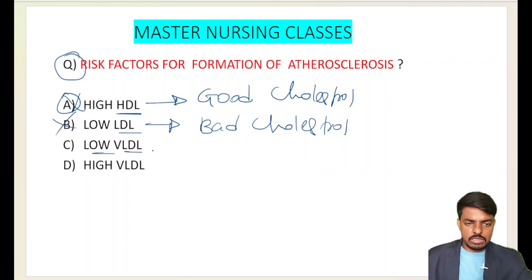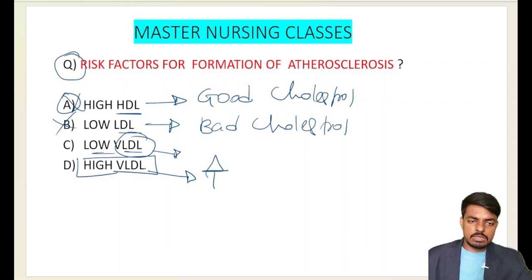Very low density lipoprotein. This is also a bad cholesterol. So if there is a decrease in the blood cholesterol, that may not create atherosclerosis. If very low density lipoprotein, the bad cholesterol, is increasing, then there is the highest risk of formation of atherosclerosis.